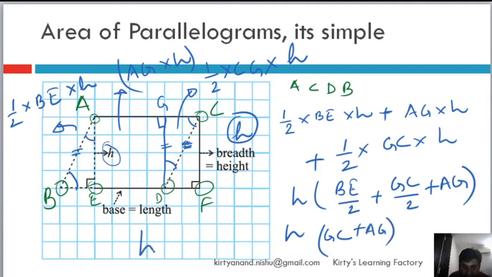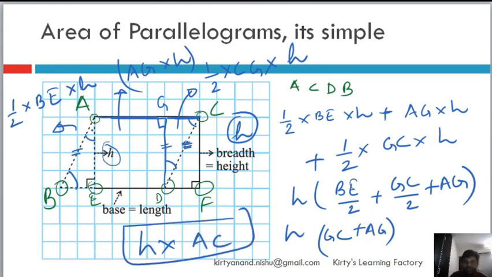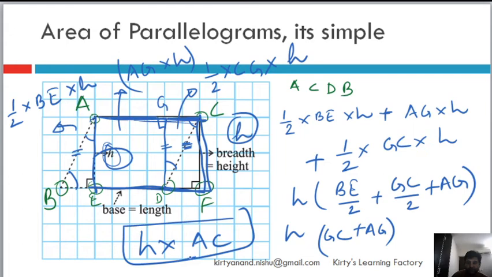So what is it? H into, what is GC plus AG? This is GC and this is AG. What is it? This is AC. So what did we get? We got height into one of the sides, which is what? Area of this rectangle. If this is a rectangle, the breadth is H and one of the sides is AG. So we got that, AC. So mathematically also you can prove it, not a big deal.